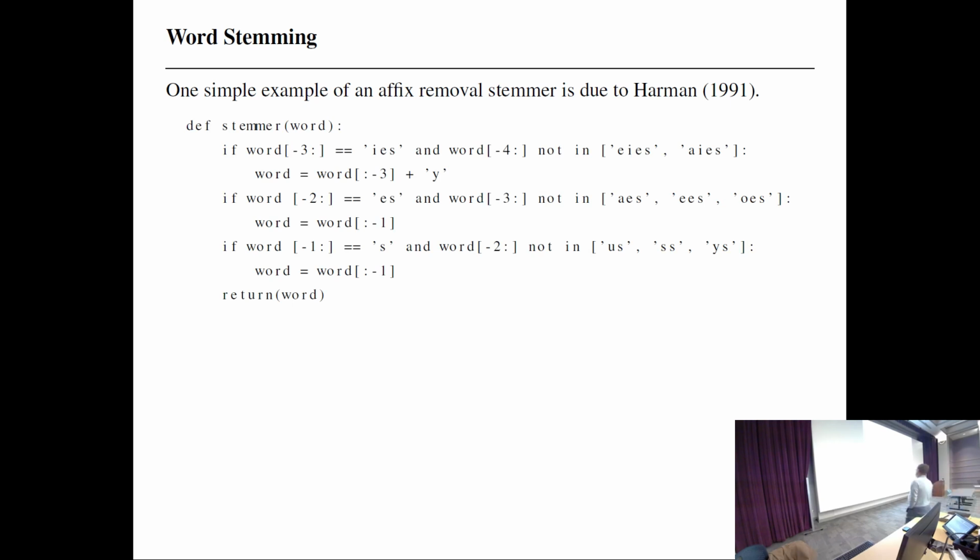Basically, you call the stemmer on the word, and it looks at the last, and the order of these is important, the last three letters. If they're IES, and the word is not EIES or AIES, in other words, if these are the last three letters but they don't follow an E or an A, then we strip those last three letters and change it to Y. So think here, stories becomes story.